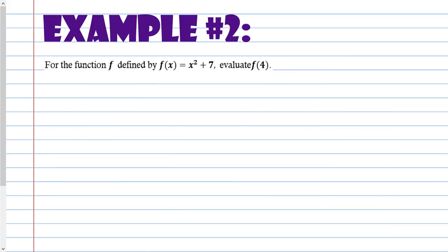Example 2, for the function f defined by f of x equals x squared plus 7, evaluate f of 4. I'd hope that this is like, this is so easy, you're just plugging in. But I'm just reminding you, evaluate f of 4 means your x is 4, plug it in. Sometimes it's the easiest things that we forget. So the 4 is your x value. I want you to remember that.